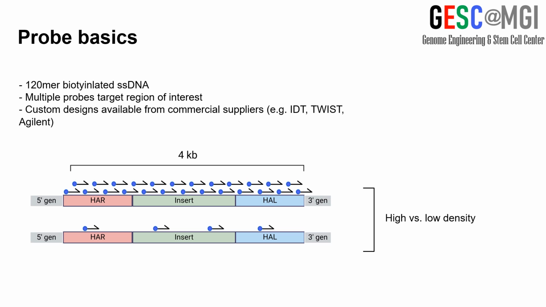Probes tend to be 120 mer biotinylated single-stranded DNA. They're typically 5' biotinylated and are spaced either at high or low density. And when high density tiling occurs, it can be partially overlapped to adjacent probes to ensure full sequence is covered evenly. And there are custom designs that can be available from any commercial supplier like IDT, Twist, and Agilent.